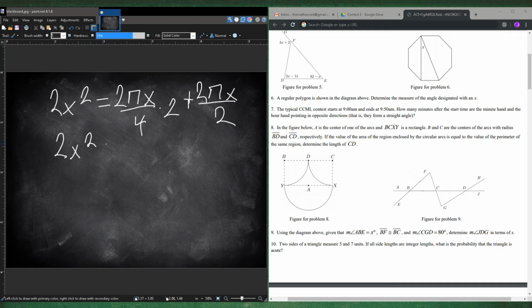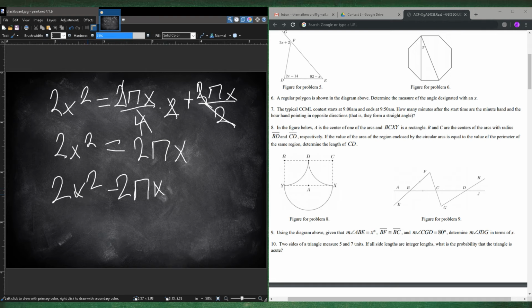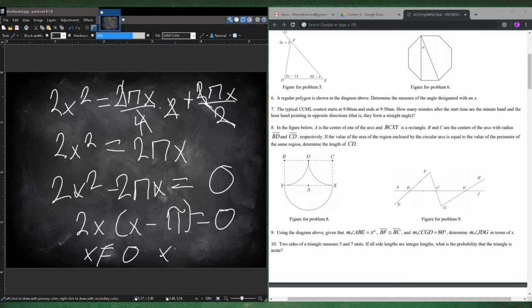So that gets 2x squared is equal to... to simplify this, this 2 cancels with this 2, and this 2 times 2 is 4. So this gets 2 pi x. Subtracting that to the other side, 2x squared minus 2 pi x is equal to 0. Distributing out the 2 and the x, that gets x minus pi is equal to 0. So x can't be 0, because then x has to equal pi. So the answer is just pi. The value of CD, which is equal to x, is just pi.